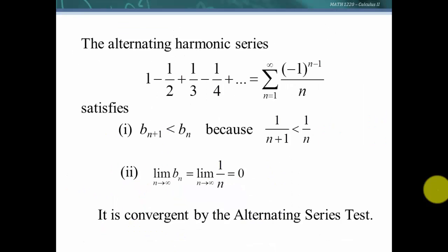So if we go back and look at the alternating harmonic series, it satisfies our two conditions because we see that any term is less than the term in front of it, because this will always be true. And we see that these terms, if we take the limit of this, it is going to 0. So the alternating harmonic series does converge by the alternating series test.